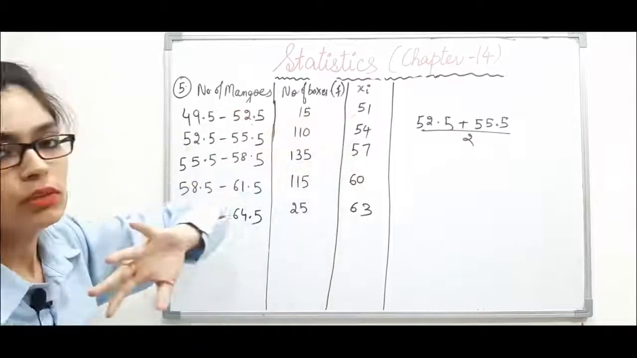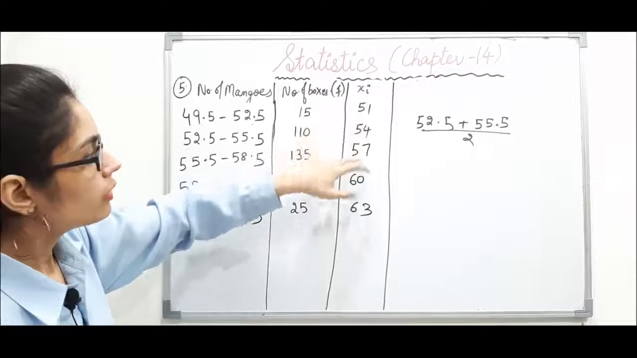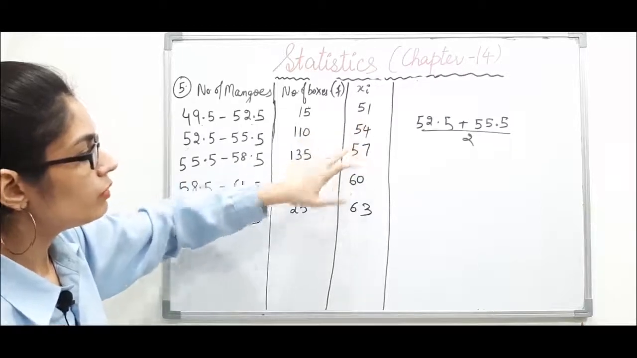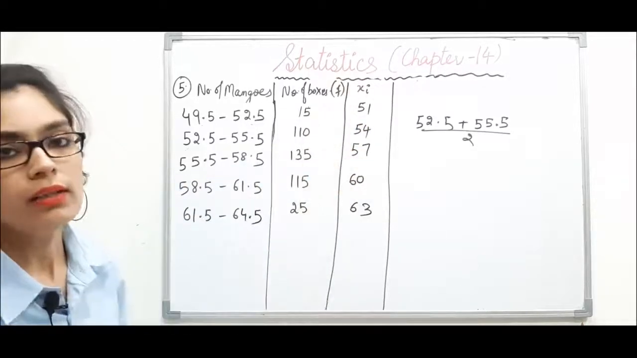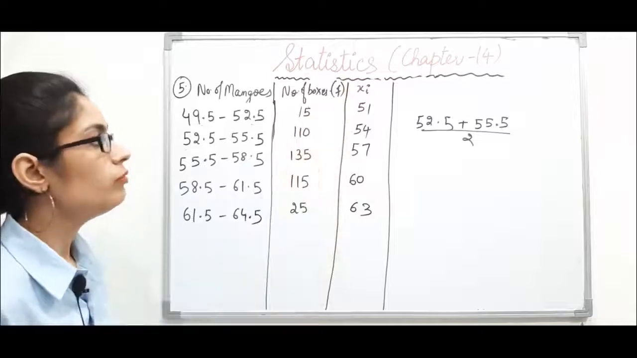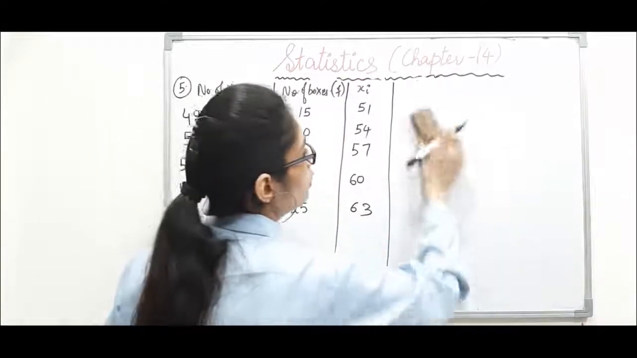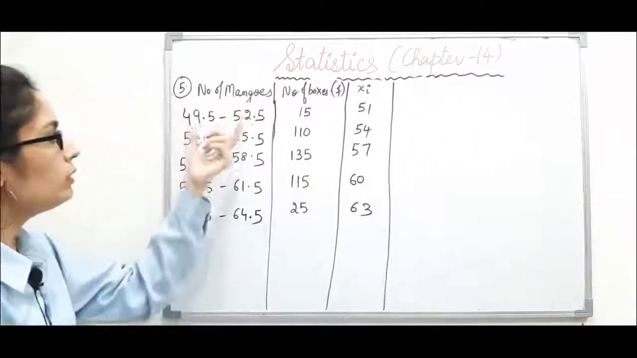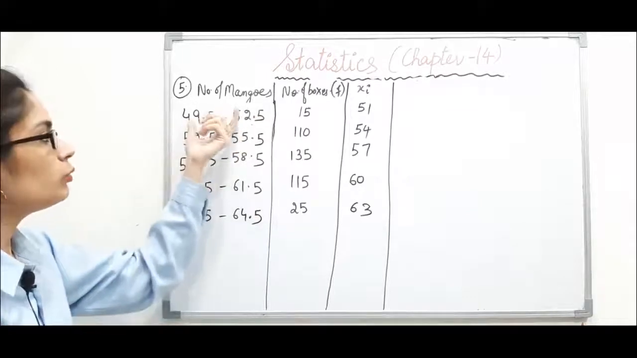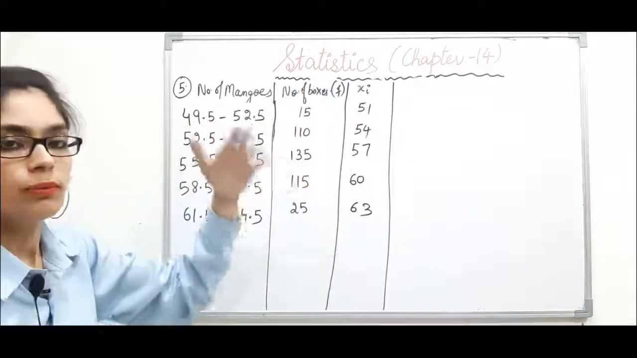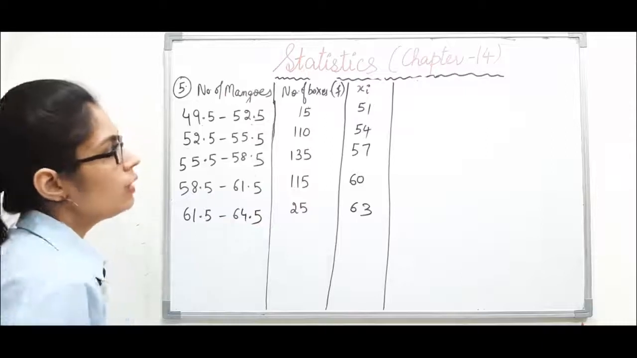Here the difference is 3. So here also you can see 51, 54, 57, 60 and 63. In all the terms there is a difference of 3. So this is just to understand the difference which is between these two numbers. There also you will observe the same difference.